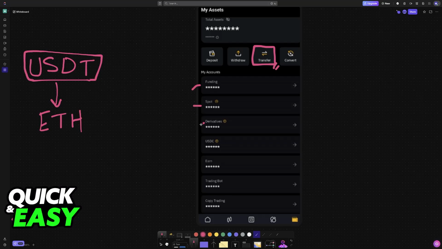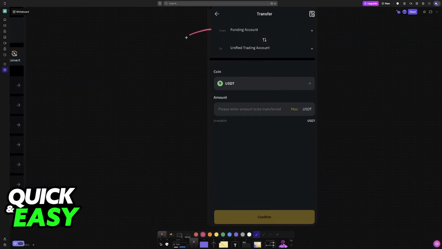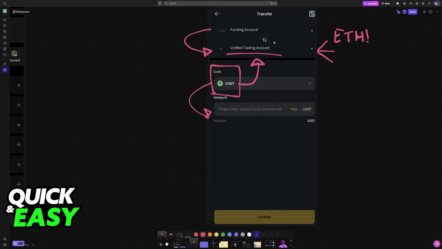So you will have different wallets or accounts, and you have to swap your USDT between your funding account to a unified trading account where you will have access to many different currencies, including Ethereum. So after you make this transfer and you choose USDT as the coin, you include the amount, and all of these USDT go over to your unified trading account, you will be able to actually purchase Ethereum.